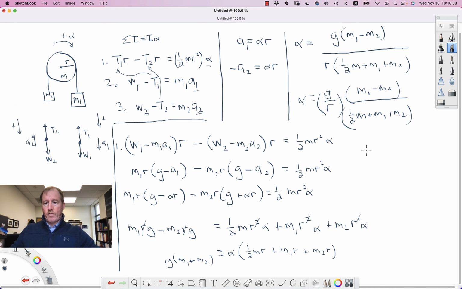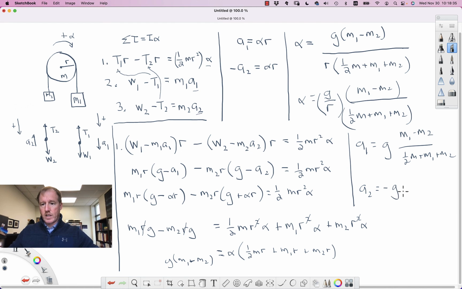Okay? And furthermore, notice that if I multiply both sides of this by r, I can get the acceleration of mass 1 and the acceleration of mass 2. So I can say acceleration of mass 1 is going to be equal to g times m1 minus m2 over this factor 1/2 m plus m1 plus m2. And acceleration of mass 2 is going to be the same thing but with a minus sign. So I'll call it negative g times m1 minus m2 over 1/2 m plus m1 plus m2.